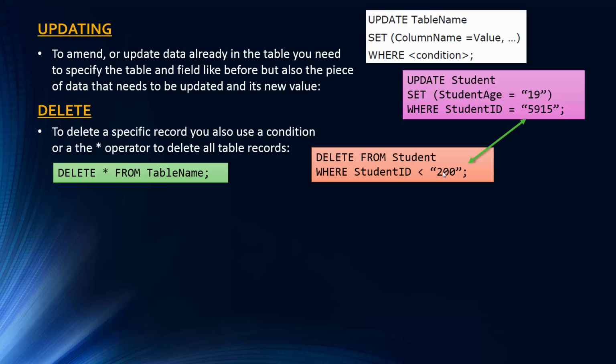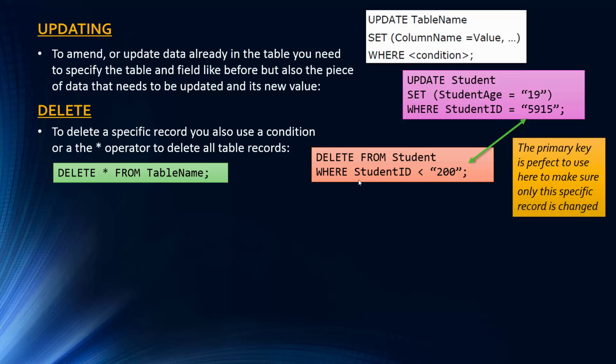As we just looked at, the student ID in this example is our primary key, and the primary key is perfect to use here because it's unique to this individual record. It makes sure that only this record is changed. If we say where the student name is John Smith, there could be more than one John Smith in the school or university, and so using the student ID instead, the primary key, ensures that only this record is updated to 19, or only these records are deleted, not just all of them. That is probably quite a key point, that we're using a primary key as our field to make this condition.